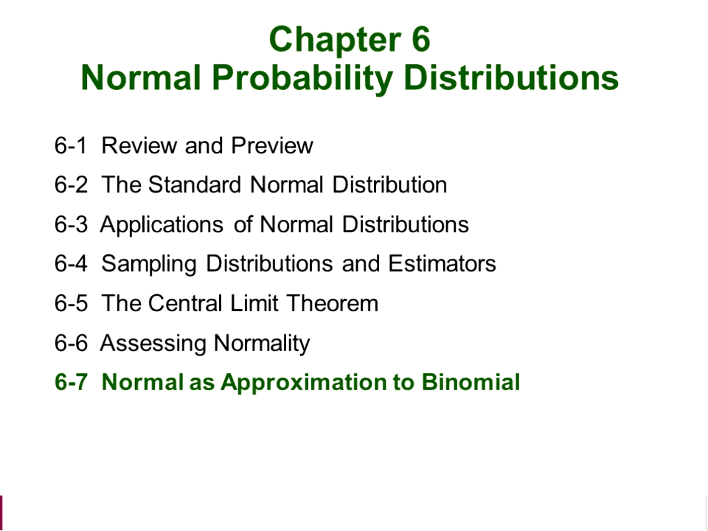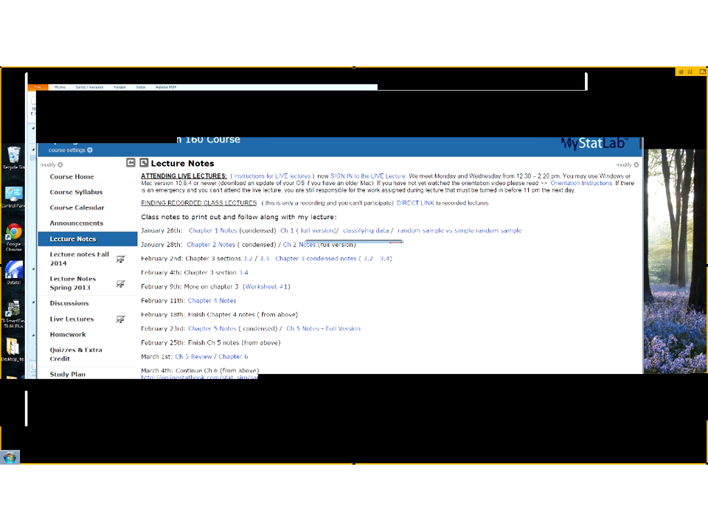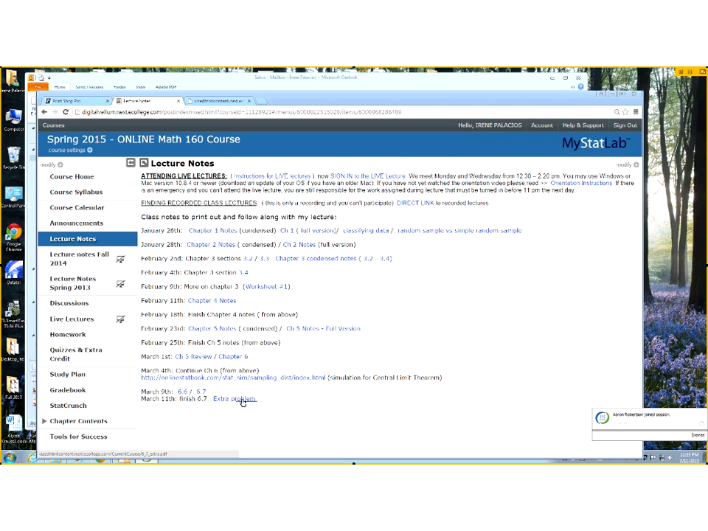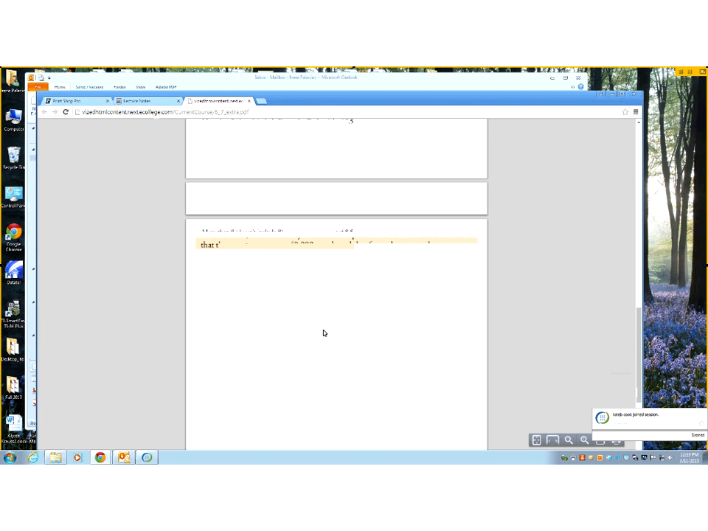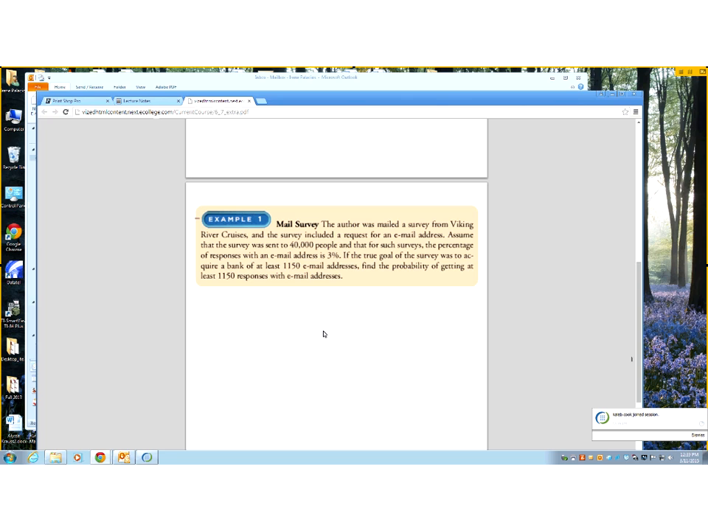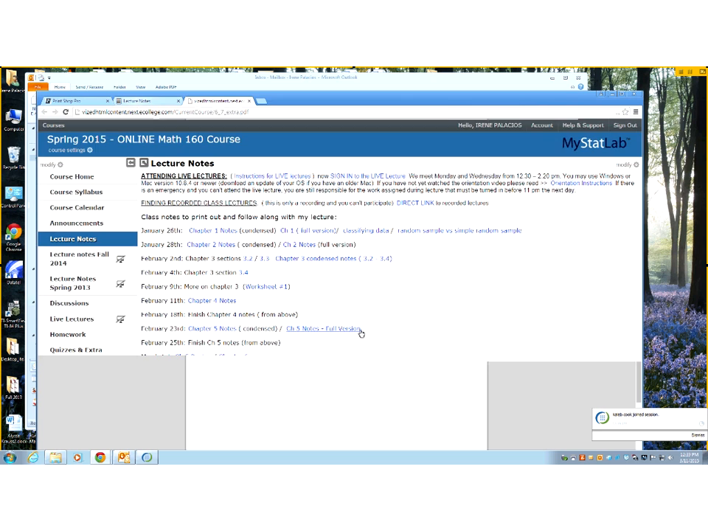So under my stat lab, if you go back to my stat lab, what you'll see on today's date is the extra problem that I have there. You have the extra problem from section 6-7 that I'll be working on today. It's very short, just 2 pages. If you only have to print out the second page, that is the example, if you're following along in that manner.